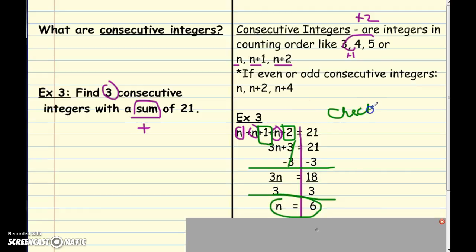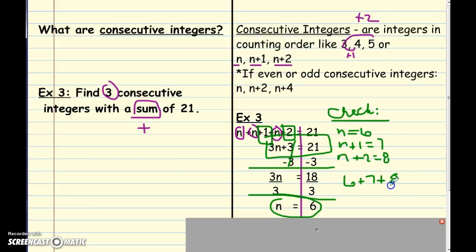And like we've done with the other two, I'm going to check my answer. Well, not check our answer. We actually have to find the 3 numbers. So our first one is n equals 6. And then if we have n plus 1, what's 1 more than 6, which would be 7. And then n plus 2 would become 8. And so then to check it, do these 3 really equal 21? So 6 plus 7 plus 8. Well, I know that 6 plus 7 is 13, and 13 plus 8 is 21. So those 3 integers work for us for the solution. Again, using algebra and solving it symbolically.